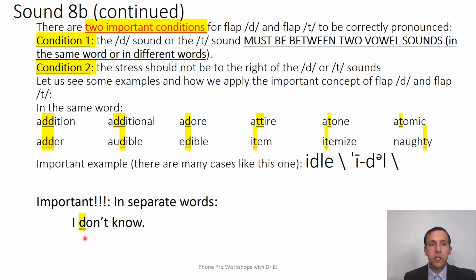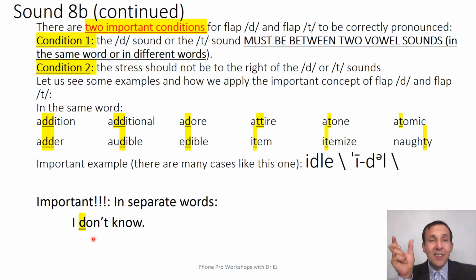So here we go. Condition number 1. The D sound must be between 2 vowel sounds. Well, here we have I and O, so that condition is met. Now, if we go to condition number 2, well, the stress cannot be to the right of D. Now, if you analyze the word don't, well, the stress has to be on O because this word don't has only 1 syllable.